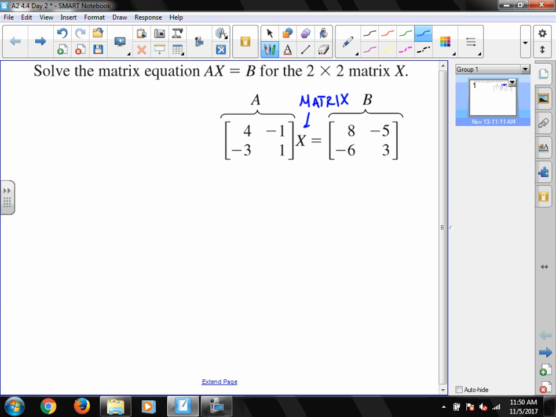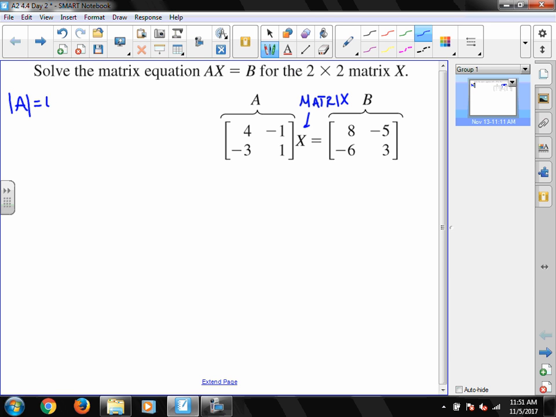If I gave you 2x is equal to 4, you would need to divide by that 2. Well, we can't divide by a matrix A. But what we can do is find the inverse. So first, before we can find that inverse, we need to find the determinant of A.